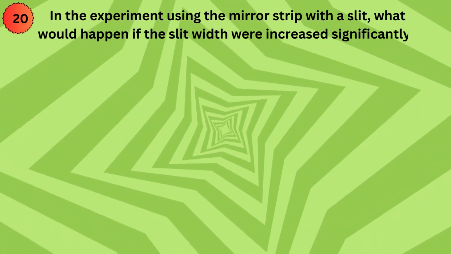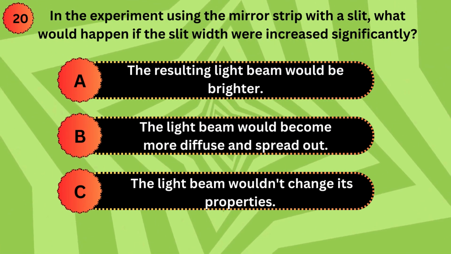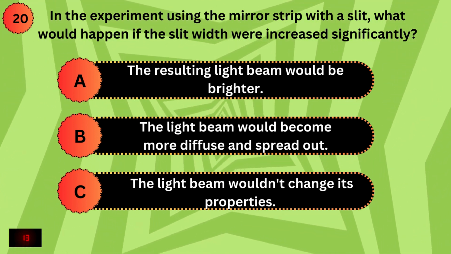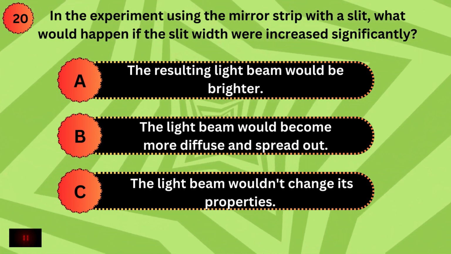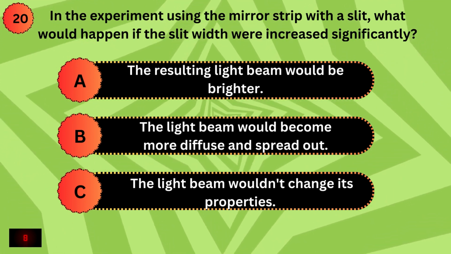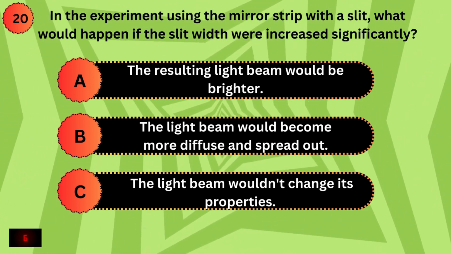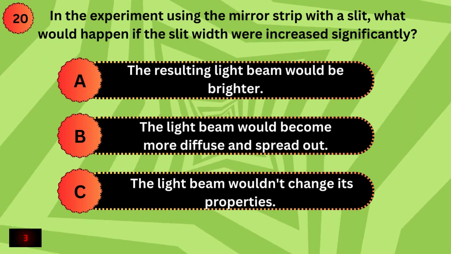In the experiment using the mirror strip with a slit, what would happen if the slit width were increased significantly? A. The resulting light beam would be brighter. B. The light beam would become more diffuse and spread out. C. The light beam wouldn't change its properties.